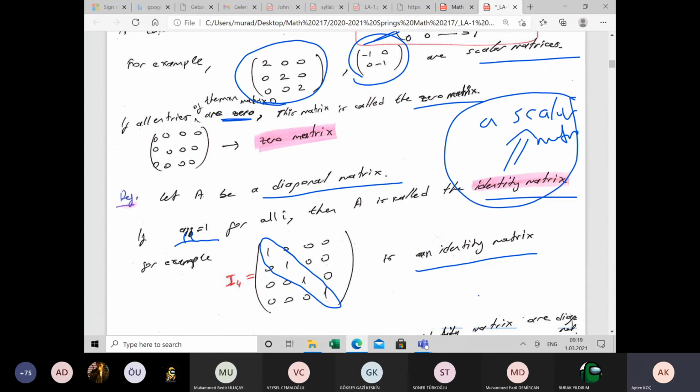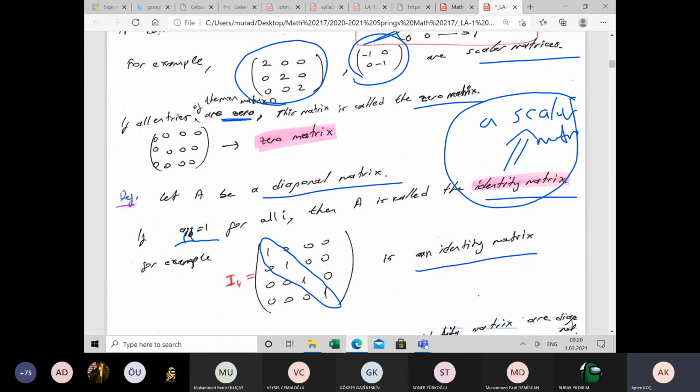And also, is the zero matrix a scalar matrix or not? Yes. It is true, yes, in the scalar matrix. Everybody says it's true. Any zero matrix is a scalar matrix. It's true.